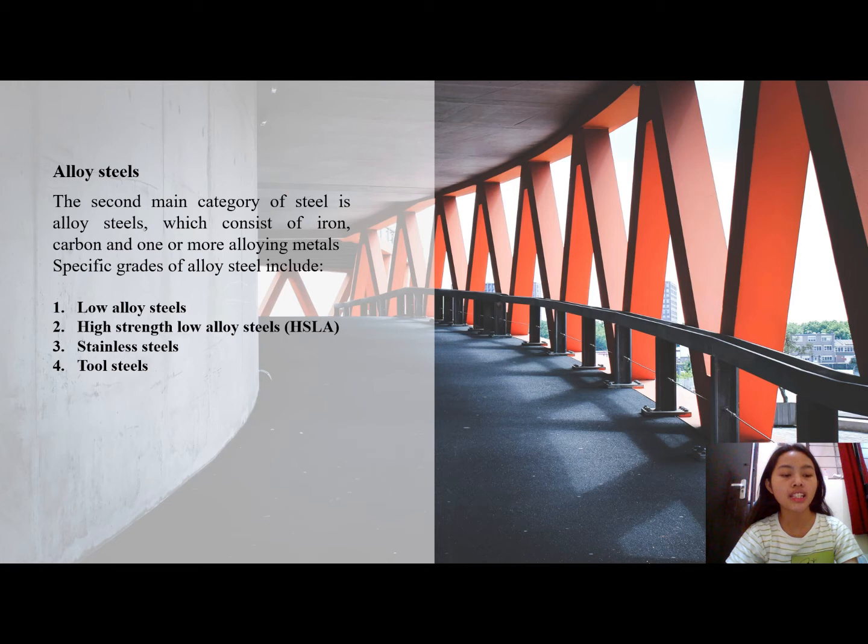3. Stainless steels, which contain chromium as well as other metals, such as nickel, and which do not rust. And 4. Tool steels, which are extremely hard and are used in cutting tools. They contain tungsten and or cobalt. A widely used grade of tool steel is high-speed steel, which is used in cutting tools that operate at high temperatures such as drill bits.